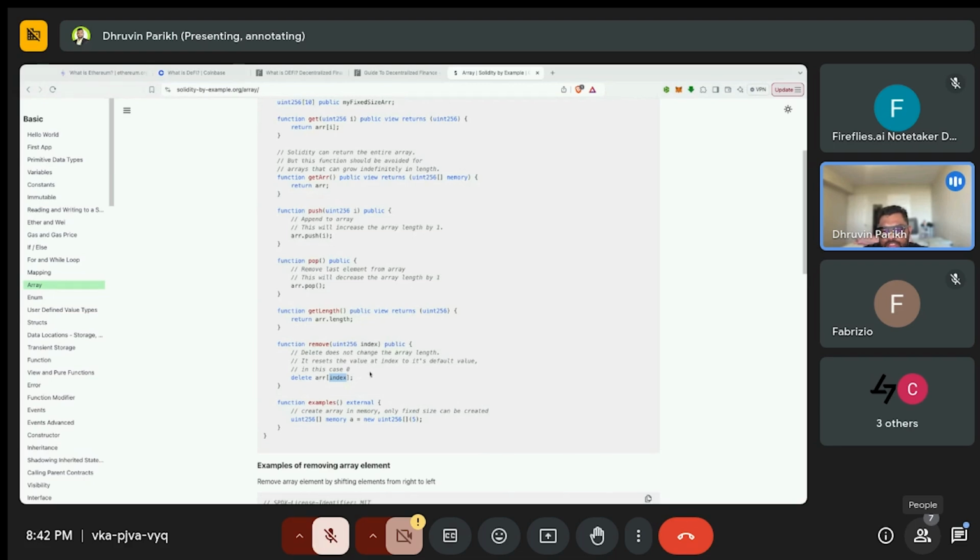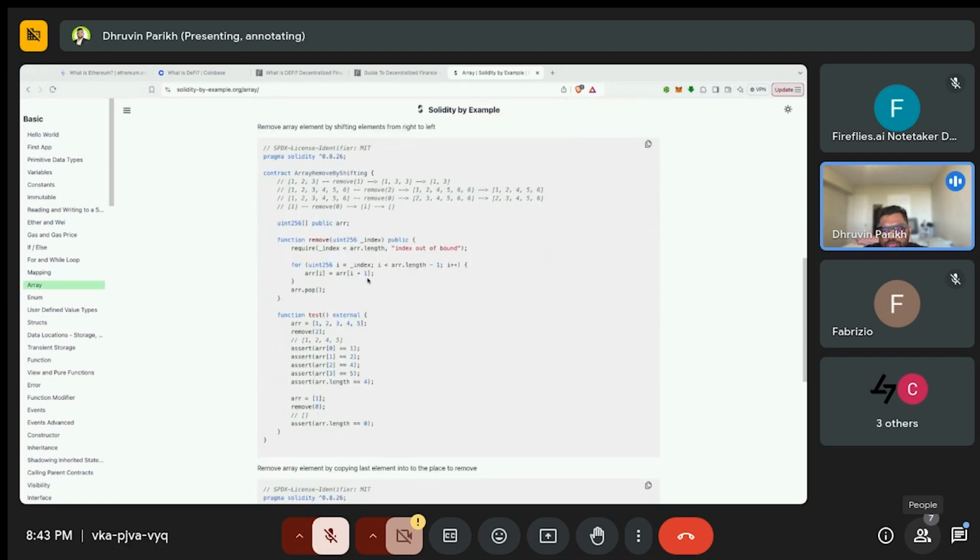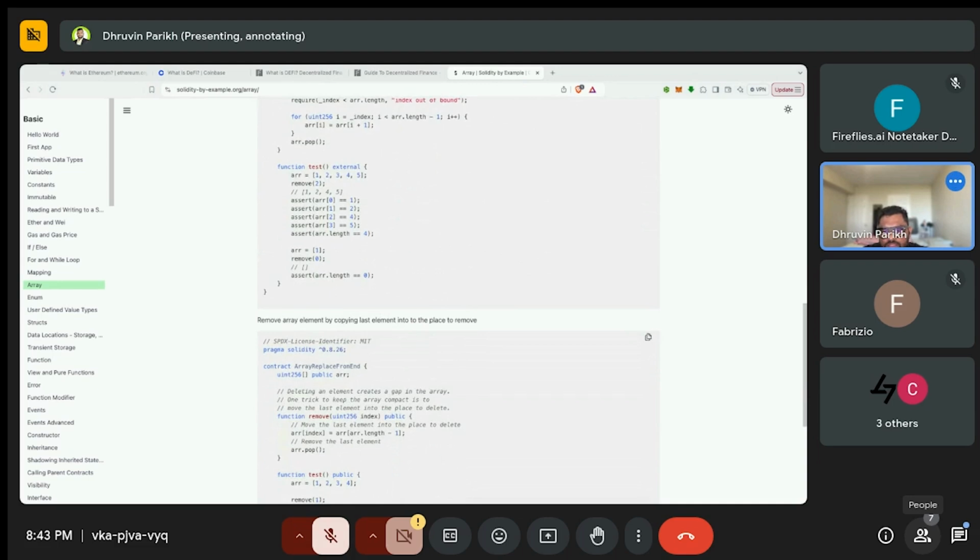In memory, you can only create a fixed size array. You cannot create a dynamic size array. Here they are given an example to remove an array element by shifting elements from right to left. So if you want to remove an element at a given index, then the best way to do that is to replace the value at the array index of interest, and you can then shift the elements from right to left and then just remove the last element. So that is a good way, or that is the way which is widely used.